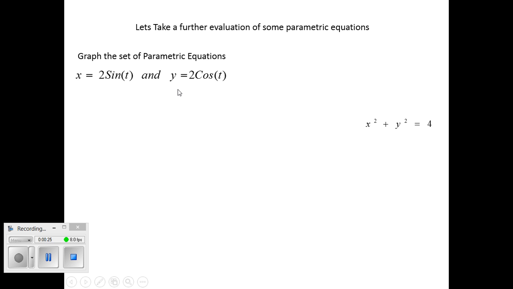Now, you should well imagine that if I eliminate the parameter, divide by 2 and square both sides, I'm going to get this as my equation of the circle. That equation of the circle shows no difference than if this were written x equals 2 cosine, y equals 2 sine. So what is the difference? Well, the difference is not going to be illustrated here with the functional equation, but it will be illustrated with the parametric equations as the graph is being constructed.